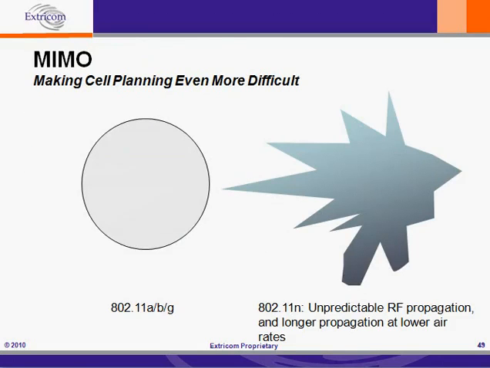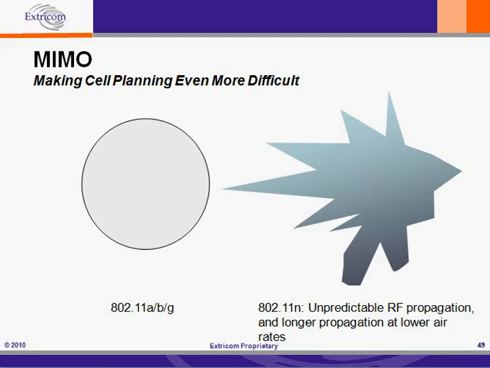Another deployment issue has to do with one of the underlying technologies of 802.11n called MIMO. MIMO is another contributor to the almost impossible challenge of microcell cell planning in an 802.11n environment. MIMO causes unpredictable RF propagation and longer range propagation at lower error rates, so cells become larger and less predictable in shape, as shown by the jagged shape on the right side of the screen.